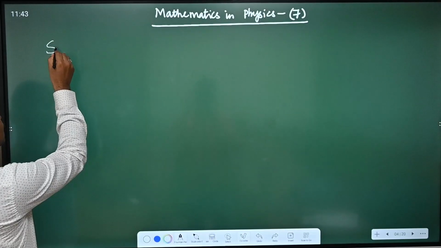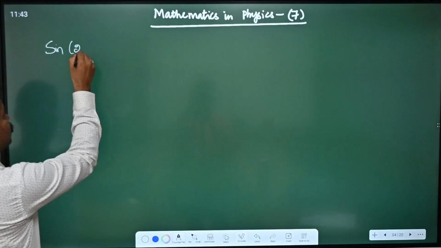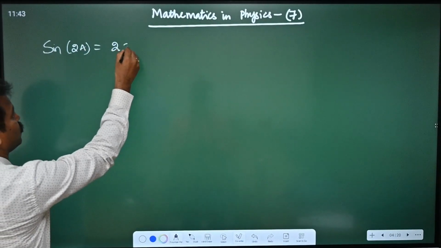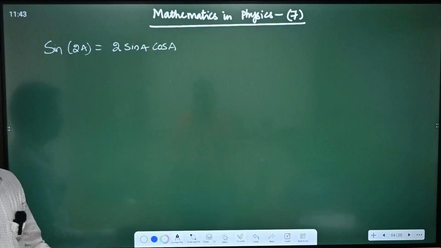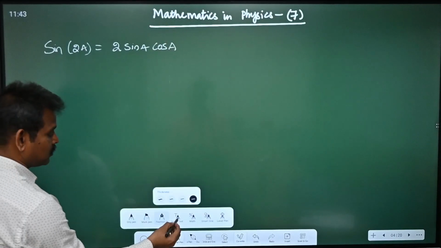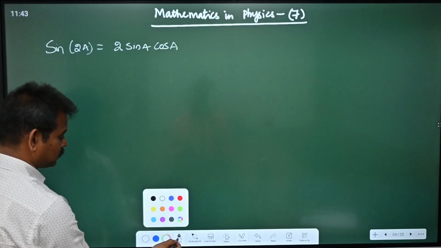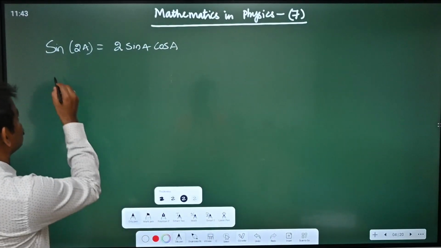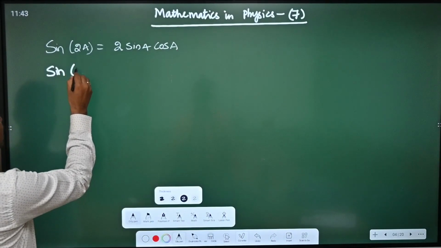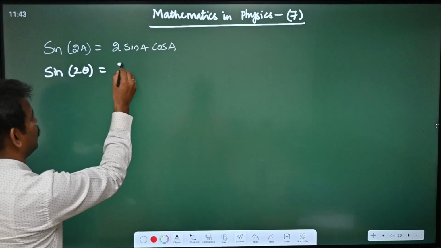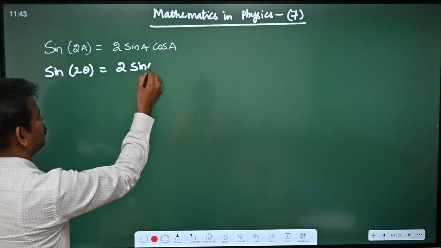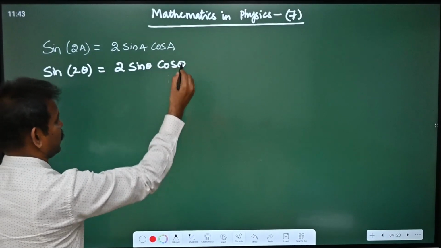We have seen sin of 2a can be written as 2 sin a cos a. This is also written as, students, sin of 2 theta. Instead of angle a, I am writing 2 theta, which will be 2 sin theta cos theta.